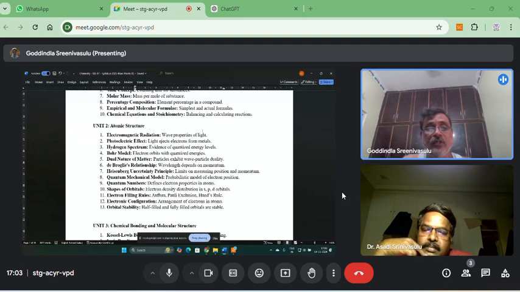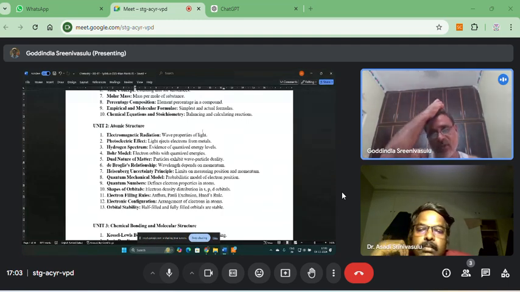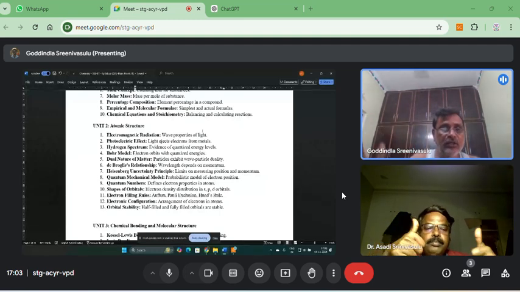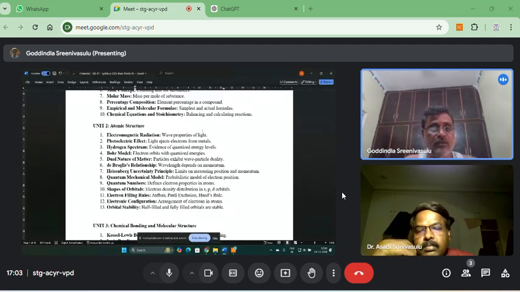That is Hund's rule. Pauli's exclusion principle says that no two electrons will have the same set of quantum numbers. And the Aufbau principle says that the arrangement of the electrons will be according to their energy levels. So first, the outermost electron will have the highest possible energy. When it loses the energy, it comes to the next levels. So these three are the electronic filling rules.